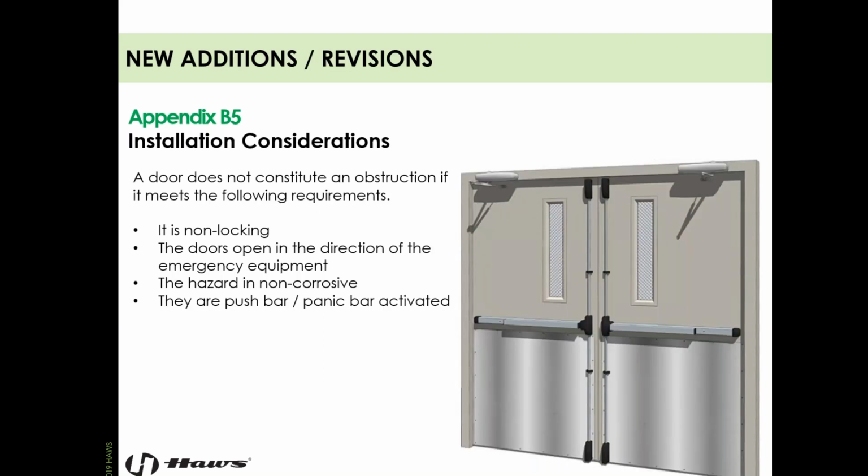One other thing to consider in Appendix B5 is that a door does not constitute an obstruction if it meets the following requirements. It's non-locking, the door opens in the direction of the emergency equipment, the hazard is non-corrosive, and it has to be push bar or panic bar activated. So long as it meets those requirements, you can have a door. But the second it's corrosive or the door locks, it has a doorknob, etc., it is non-compliant. You have to change it up.